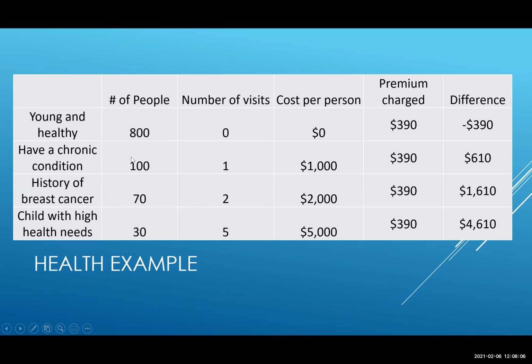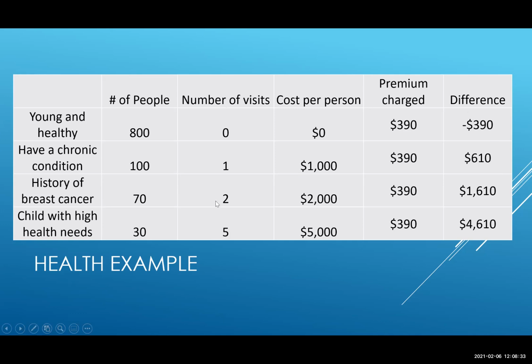Then they have this group of 100 people. There's only one visit, so it's not too bad, but that visit costs $1,000. But again, they're charging the $390. So now you're at $610, right? Because you take the $390 minus the $1,000. So it's costing now $610.